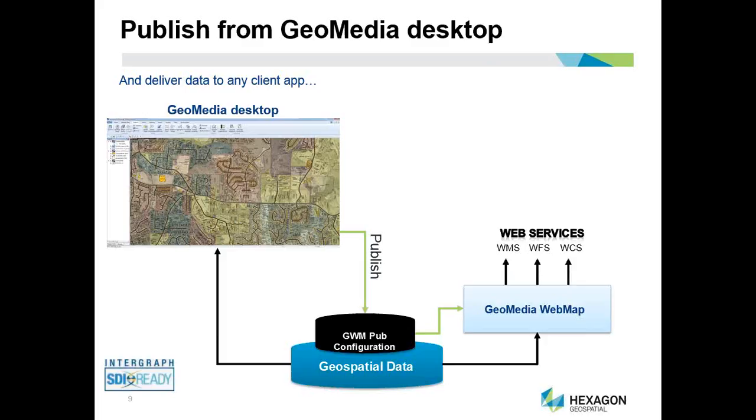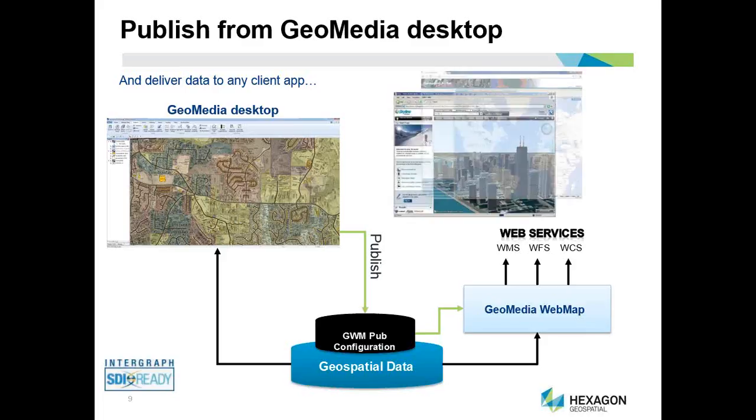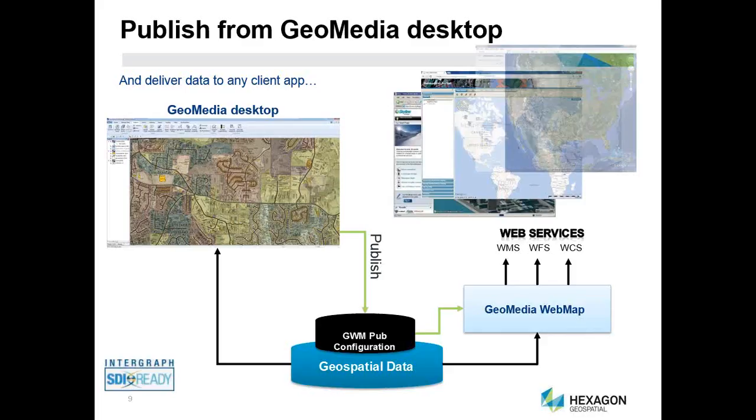Web Feature Service is where you want to serve up vector data, and the Web Coverage Service, WCS, is where you want to provide up your coverage data. So that can all be pushed out, and then that information can be consumed.